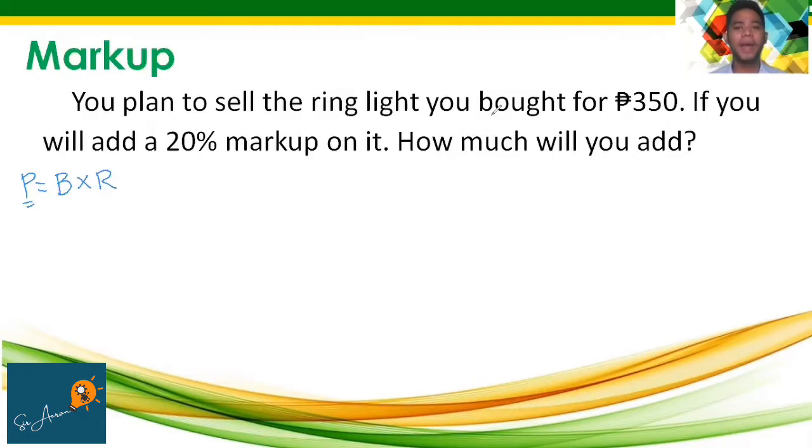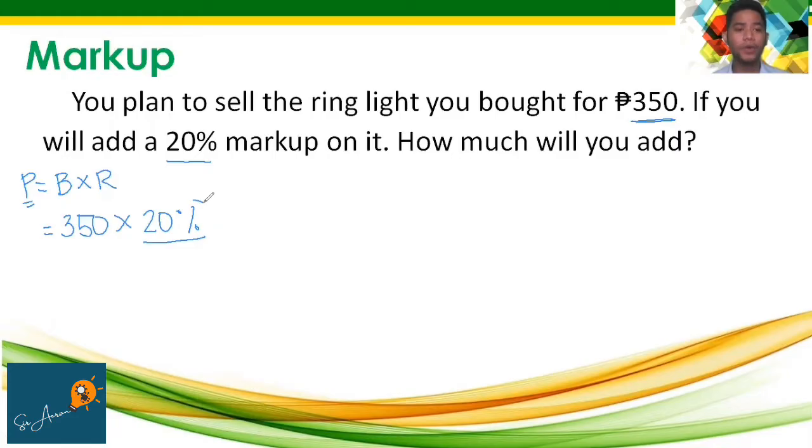So alin diyan ang base? So yung base ay itong whole number or itong 350 pesos yung pera. And then yung rate naman ay itong 20% kasi meron siyang percent sign. So i-substitute lamang natin. So B is 350 times 20% yung rate. So hindi natin pwede gamitin yung 20%. We will transform that first into a decimal.